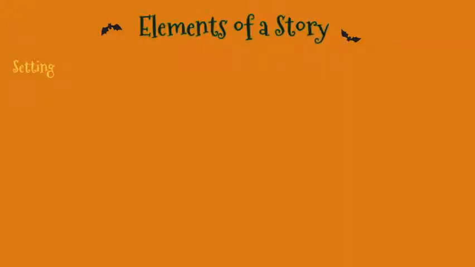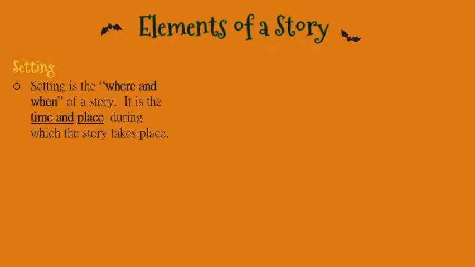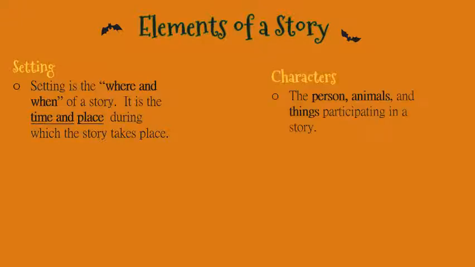Now we move to the elements of the story. Elements of the story, which is very important. What we have covered in the elements of the story: the setting. Setting is the where and when of the story. It is the time and the place during which the story takes place. Characters: the persons, animals, and things participating in a story.